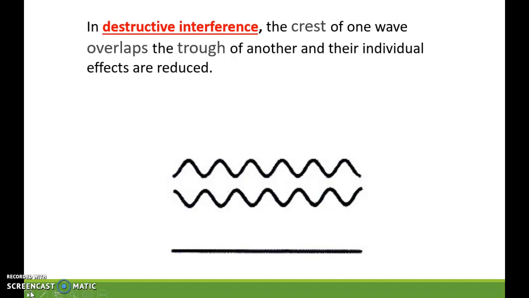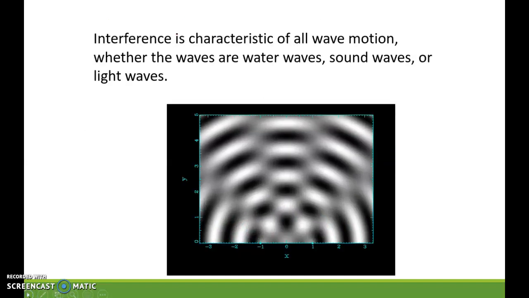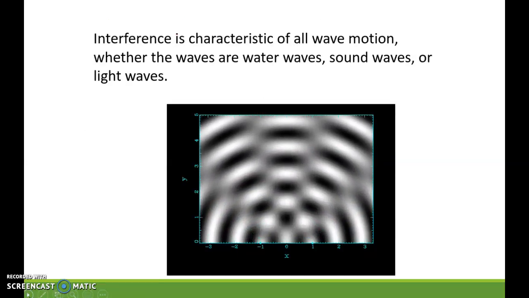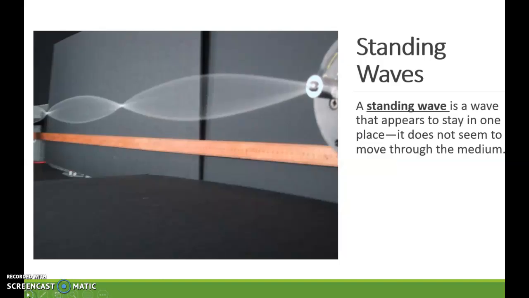Destructive interference. The crest of one wave overlaps the trough of another, and their individual effects are reduced. Here are the waves, and then this is their effect. Okay. Reduced. The high part of one wave fills in the low part of another, called cancellation. Interference is a characteristic of all wave motion, whether waves are water waves, sound waves, or light waves.